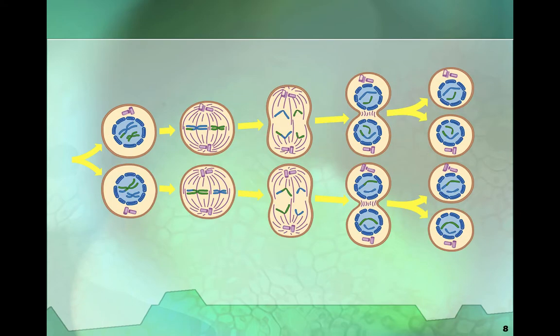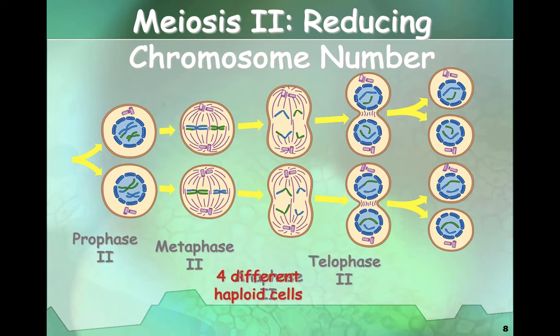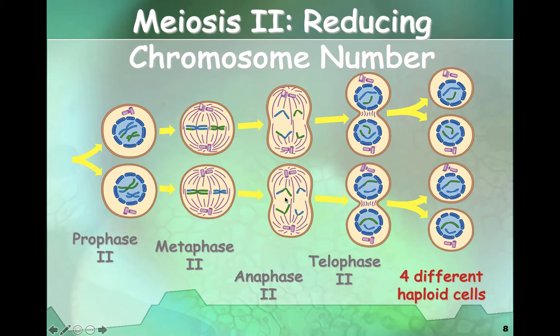So if you notice here, now this starts to look a lot more like mitosis. So we have the single chromosomes that are lined up in the middle, then the chromatids separate. But if you notice, we have two cells that are undergoing it, and we end way down here with four haploid daughter cells.